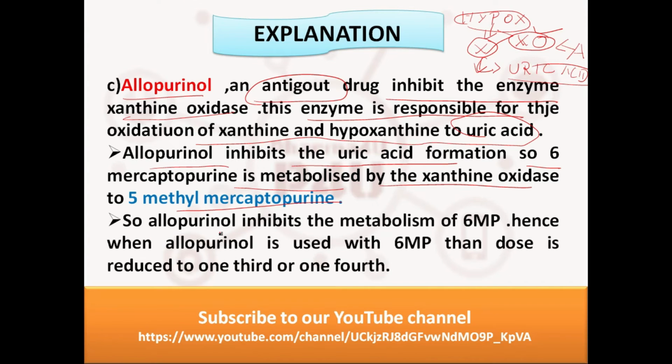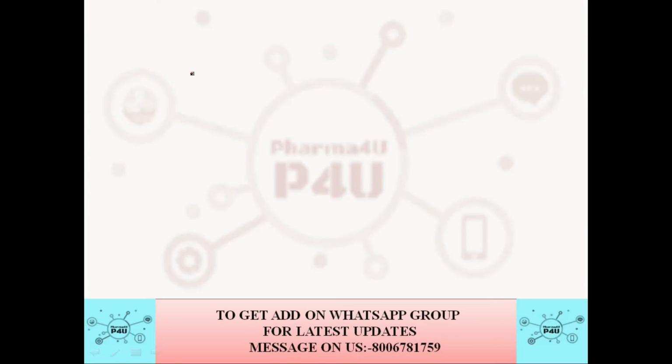At last, allopurinol inhibits the metabolism of 6-MP, and hence when allopurinol is used with 6-MP, the dose should be reduced to 1/3 or 1/4. So students, I hope that you have a clear mechanism of allopurinol, that it inhibits the xanthine oxidase enzyme.